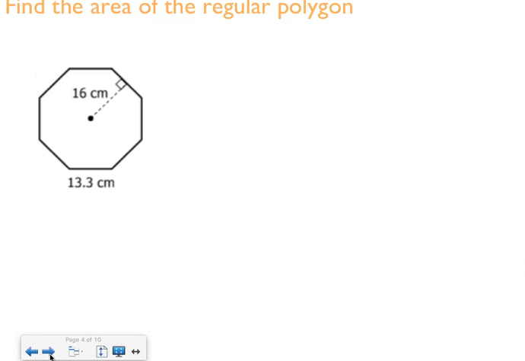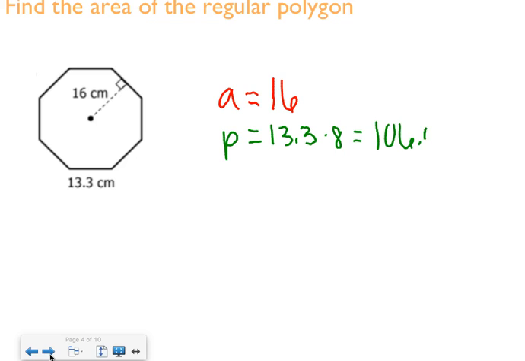Okay, what about this guy? What is our apothem? 16. Now we have to find our perimeter. 13.3 times what? 8. What do we get? 106.4. And we'll just say today round everything to one decimal place because we're going to do a lot of rounding, so we'll just go to one place, okay? Just so we're all consistent.